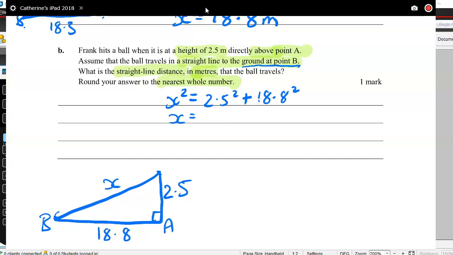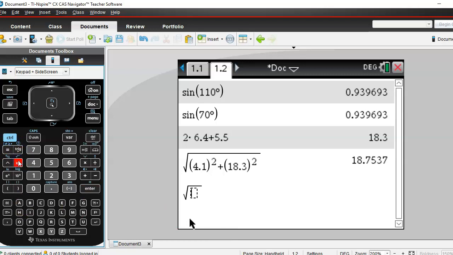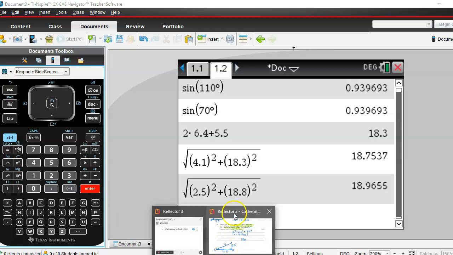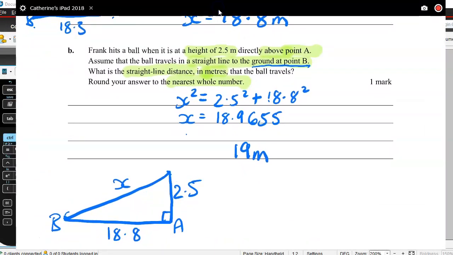So x equals the square root of 2.5 squared plus 18.8 squared. Enter. So 18.9655, so it travelled 19 meters. Okay. So that was a nice little recap of Pythagoras with some three-dimensional thinking in there.